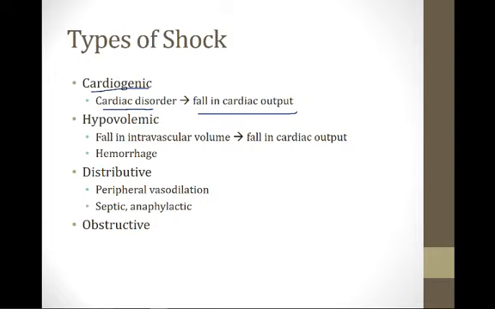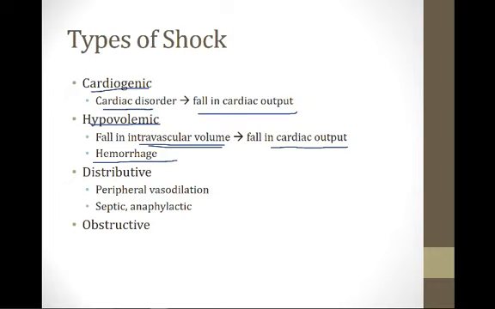Second type of shock is hypovolemic. This is when there's a fall in intravascular volume. This also leads to a fall in cardiac output, but for a different reason than cardiogenic shock. And the classic example of hypovolemic shock is a patient with a massive hemorrhage. That patient will have low intravascular volume and a low cardiac output.